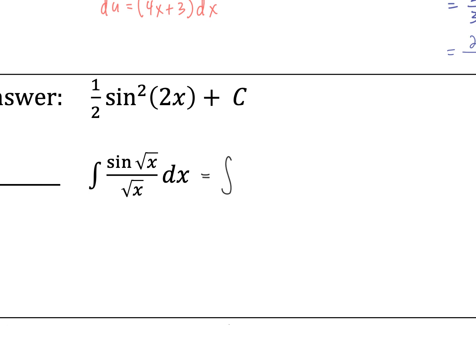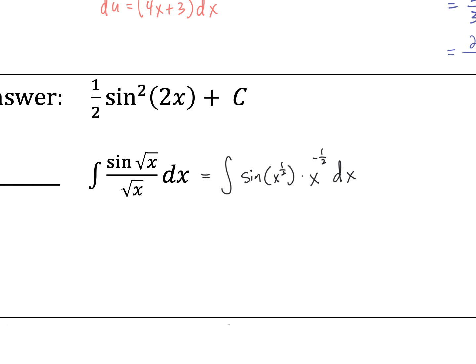Okay, so this is the integral. I'm going to rewrite this as x to the negative 1/2, and this is x to the 1/2. I'm going to rearrange things and write it as sine of x to the 1/2 times x to the negative 1/2 dx. Just see that that's the same thing, just those roots written as fractional exponents.